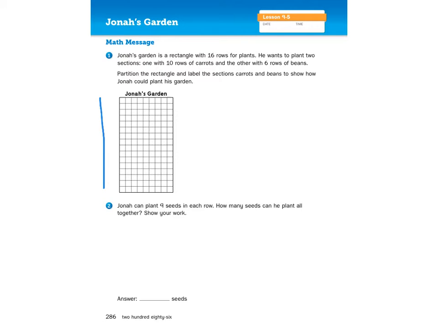Okay. So if I want 6 of these rows to be beans, I count 6 squares, and you can do it with me. And that's where we would partition it. And I would write beans, and then below I'd write carrots. Okay. Jonah can plant 9 seeds in each row, and he's indicated that by having 9 go this way. How many seeds can he plant all together?